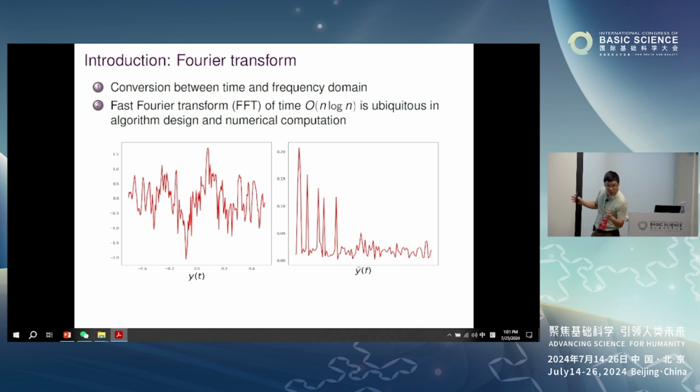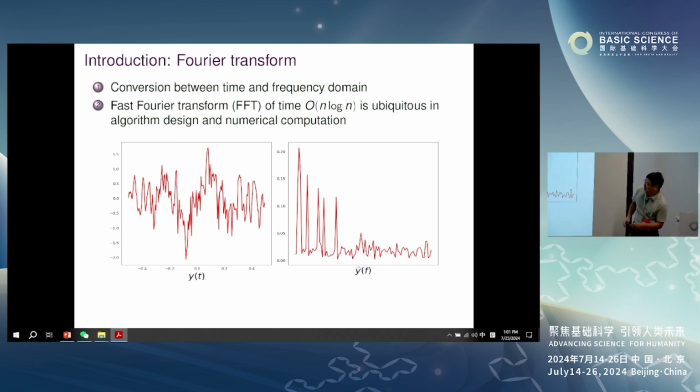We know a Fourier transform is a conversion between the time domain and the frequency domain. In this talk, I always draw my signal on the left-hand side. T means the time domain. Y is a signal, and this is its Fourier transform. I use Y hat to denote the Fourier transform of Y, and F means the frequency domain. So this is the original signal, and this is its Fourier transform.